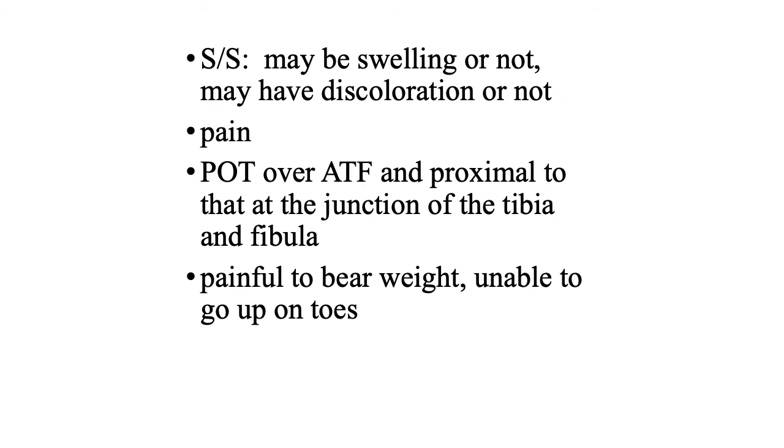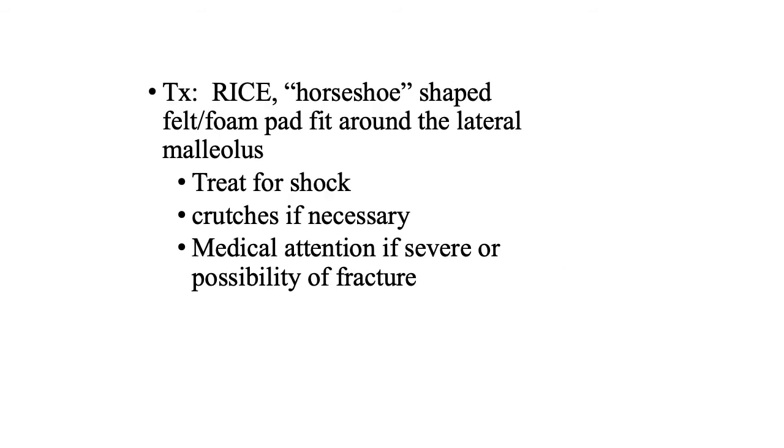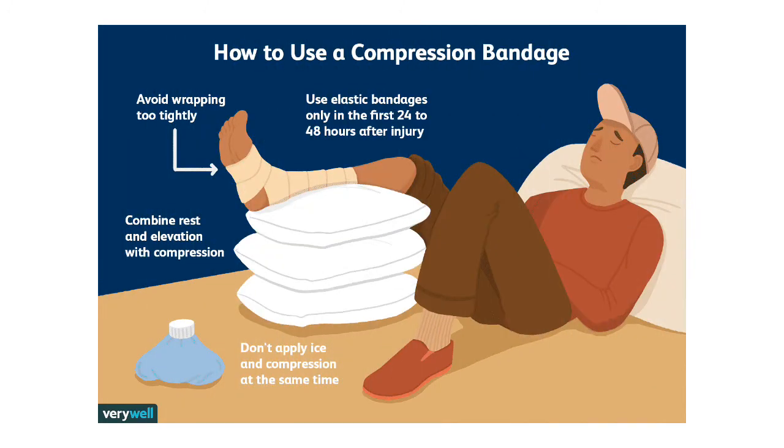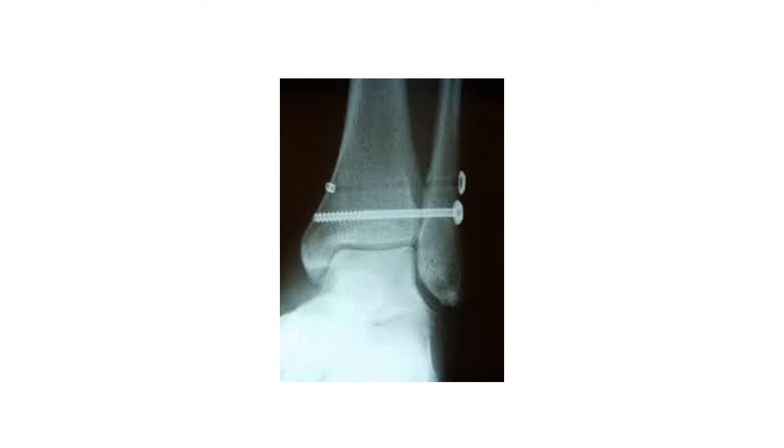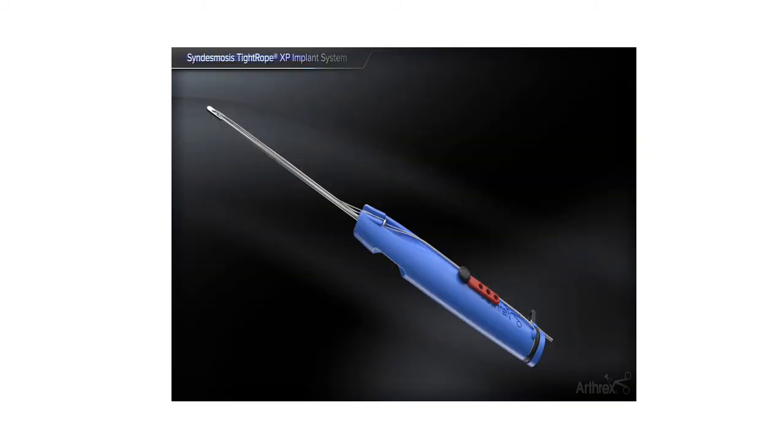The manifestation is usually swelling, but sometimes it is not present, pain, localized tenderness, and inability to bear weight. The treatment first is RICE: rest, ice, grip bandage, and elevation. And if you have injury in the syndesmosis, you have to do reduction and fixation by syndesmotic screw or tight rope, or a combination of syndesmotic screw and tight rope. This is a screwdriver of the tight rope.